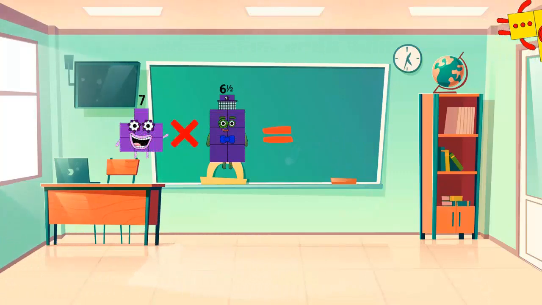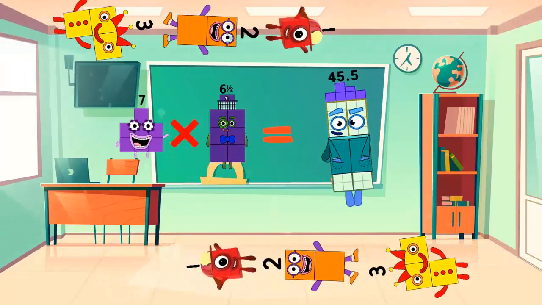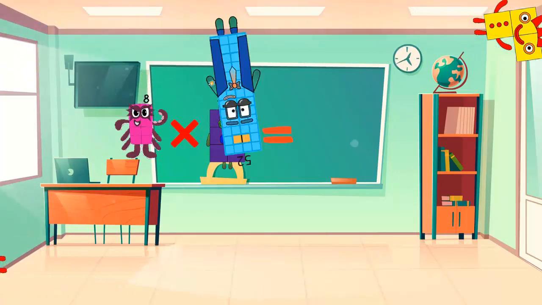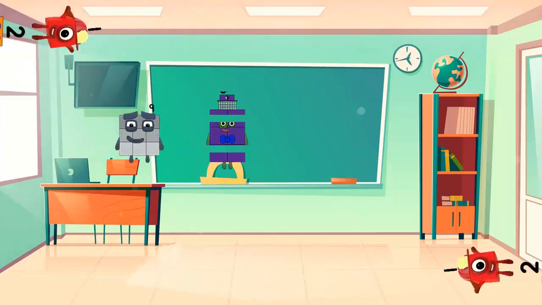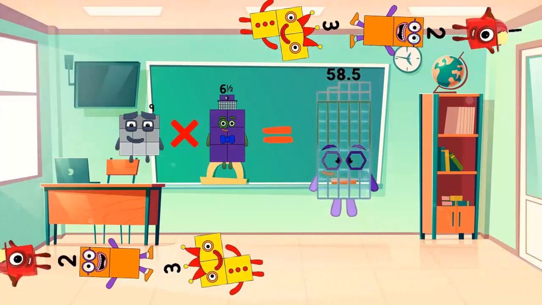7 multiply 6.5 is equal to 45.5. 8 multiply 6.5 is equal to 52. 9 multiply 6.5 is equal to 58.5.